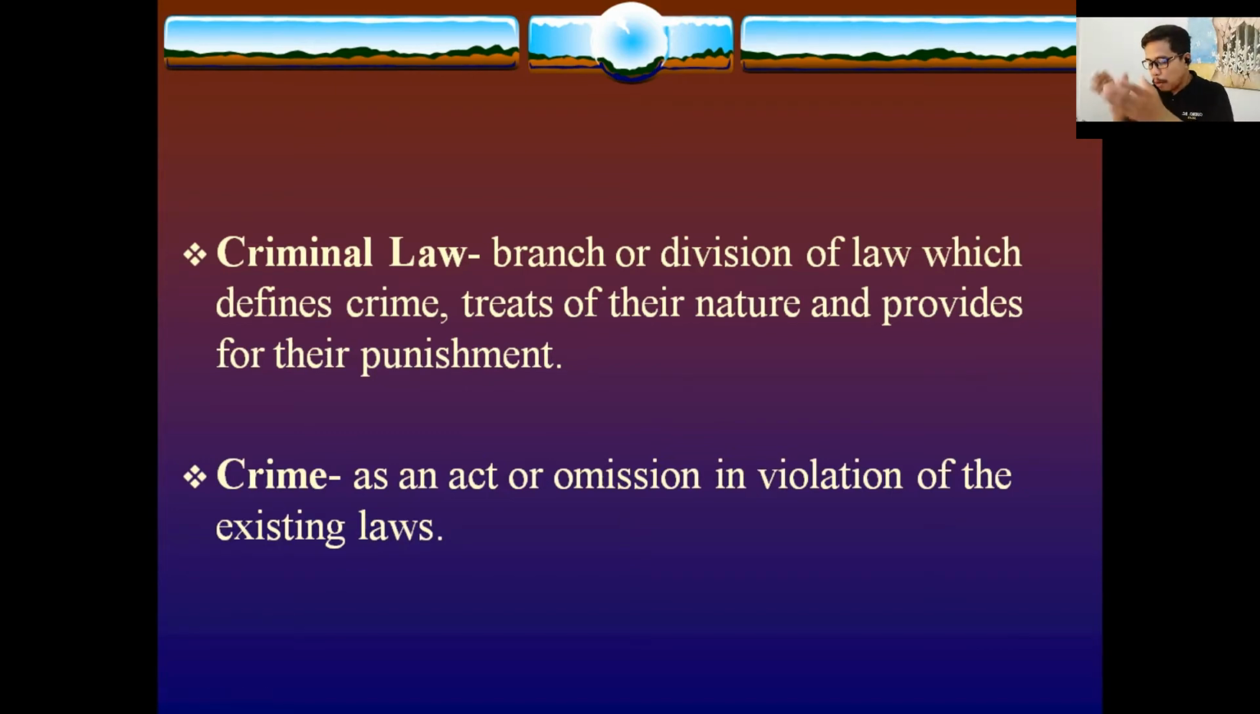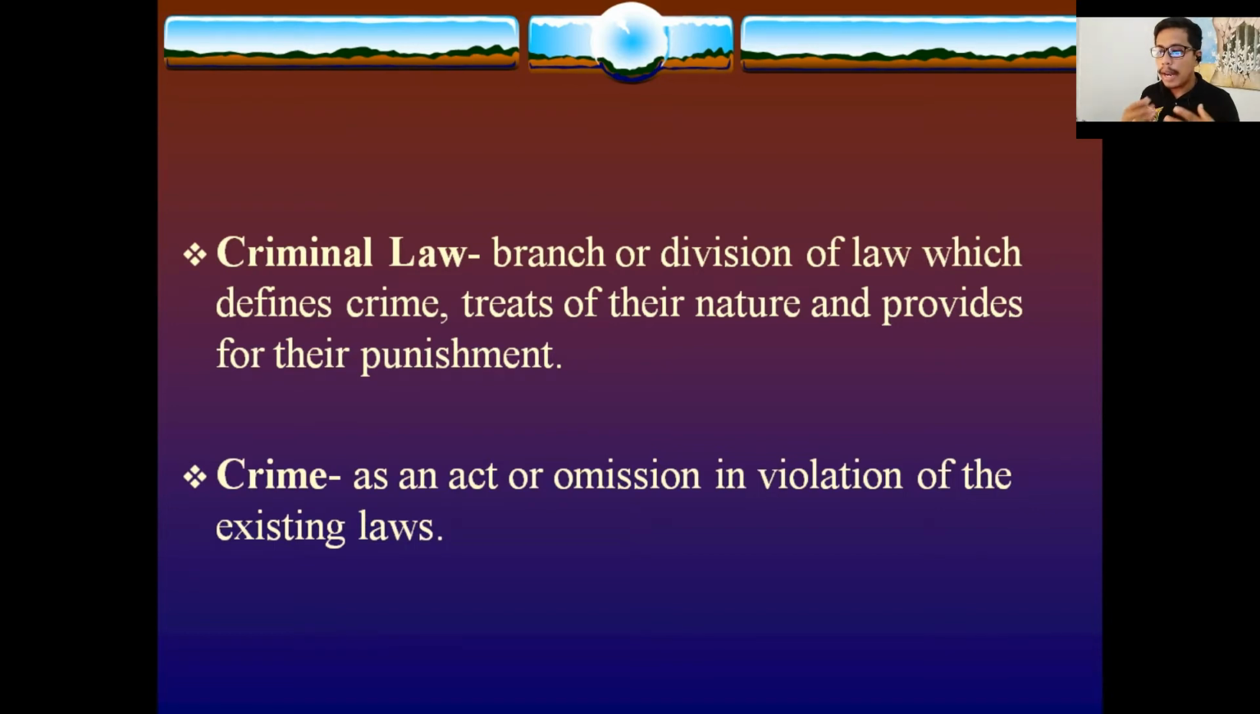So again, when we say act, it refers to our external actions, the way we exhibit our actions. Omissions are our responsibilities that we fail to perform. Again, examples are abandonment of a person on the verge of death, and tax evasion.